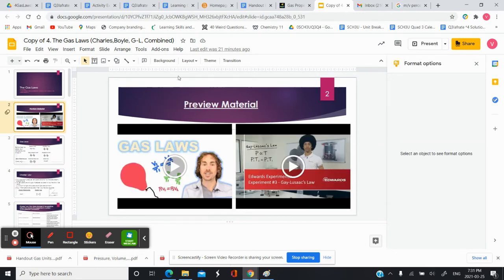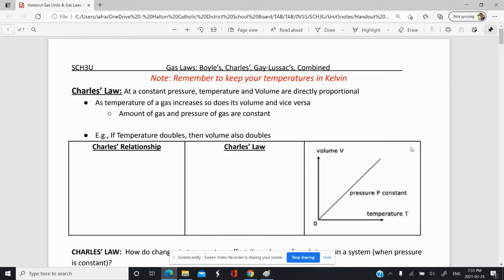As usual, it's a good idea to always watch the preview video, the preview materials, so you can take a look at the gas laws overview over here, and a quick little demonstration over here as well. So let's go ahead to our handout and fill it out together. We're going to go over each gas law. First, we'll start off with Boyle's law or Charles' law, and then we'll go on to the other laws. So we'll go over what the law means, and then afterwards we'll do some practice problems relating to that law on a mathematical level. So our first relationship is going to be Charles' law.